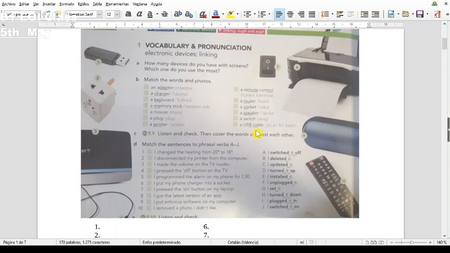Number one, here it is. We use it to store memory. We use it in your computer, and number one is a memory stick. Then pause the video and take the time to match each picture with these electronic devices. And after 1 minute, we're going to listen and check.